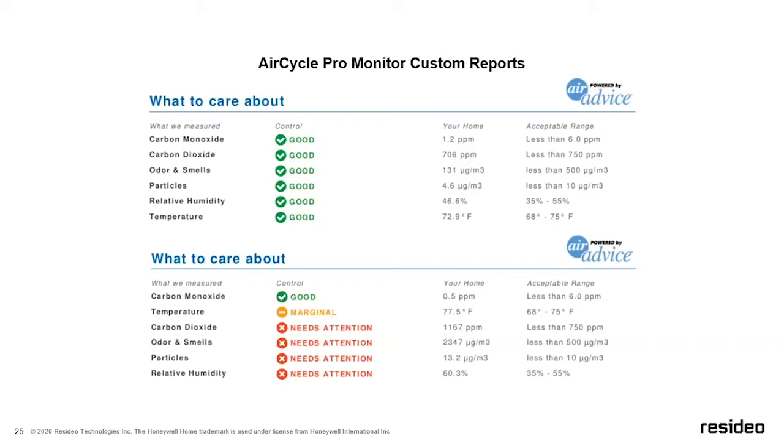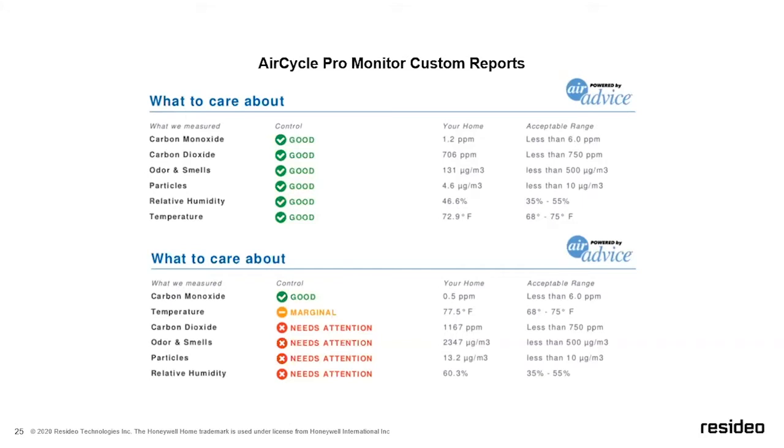How these reports are laid out for the contractor, this is the section the contractor needs to pay attention to: whatever issue is the most important or the most out of control will always be on the bottom. So in the report on the bottom, relative humidity is where we need the most attention. If you look at it, it had a 60.3% relative humidity. I would assume this is taken in the summertime, where the acceptable range is 35 to 55.